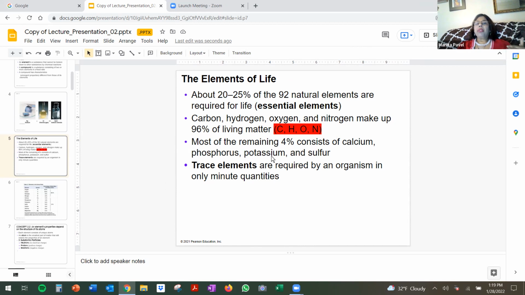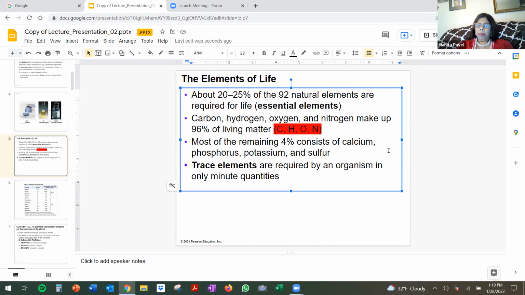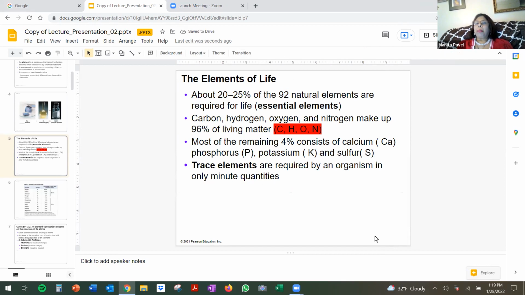consists of calcium, phosphorus, potassium, and sulfur. So we know what calcium stands for. Calcium is capital C, lowercase a. I can put that into the bracket. We can put phosphorus, it's capital P. Potassium is not P, but it is K. So take note of potassium, and sulfur we know comes from the notation capital S.